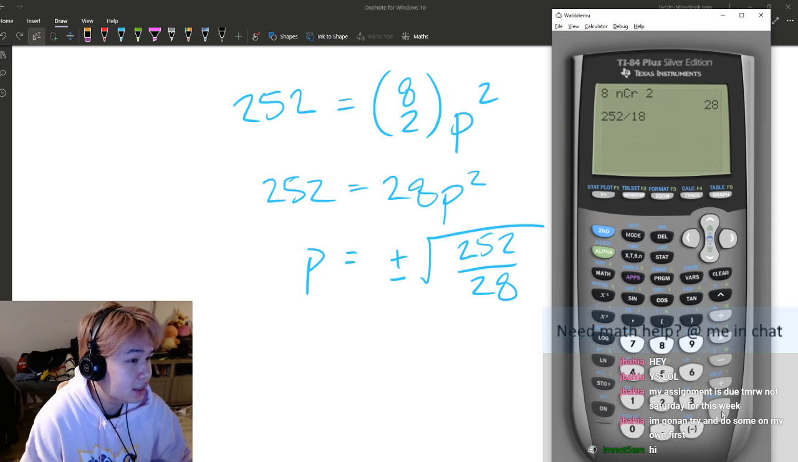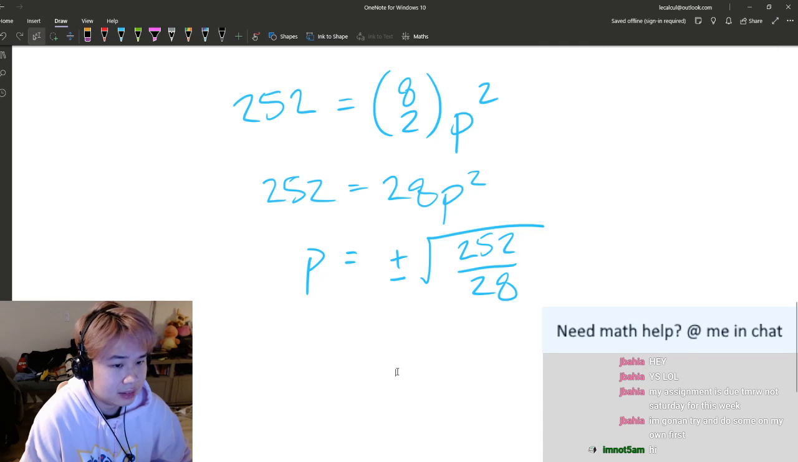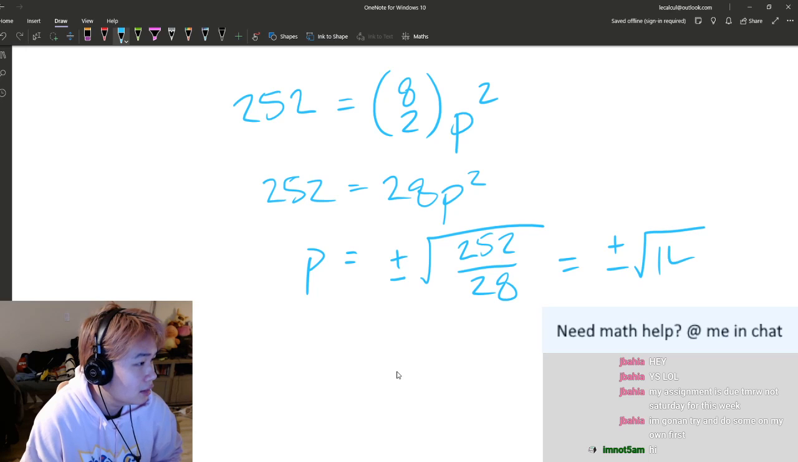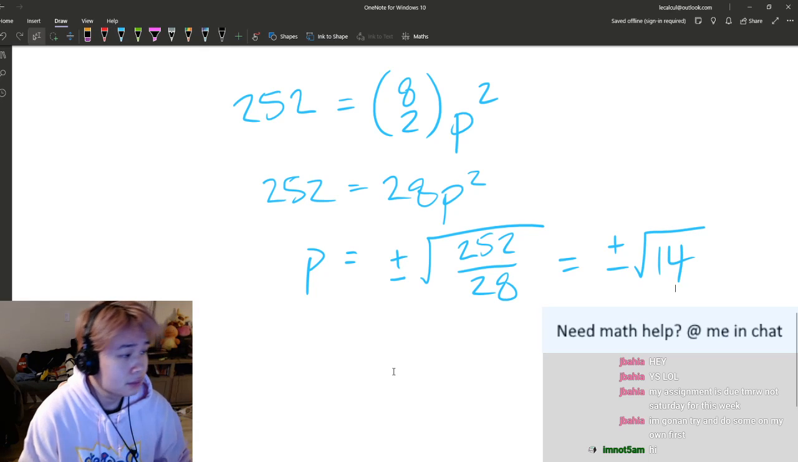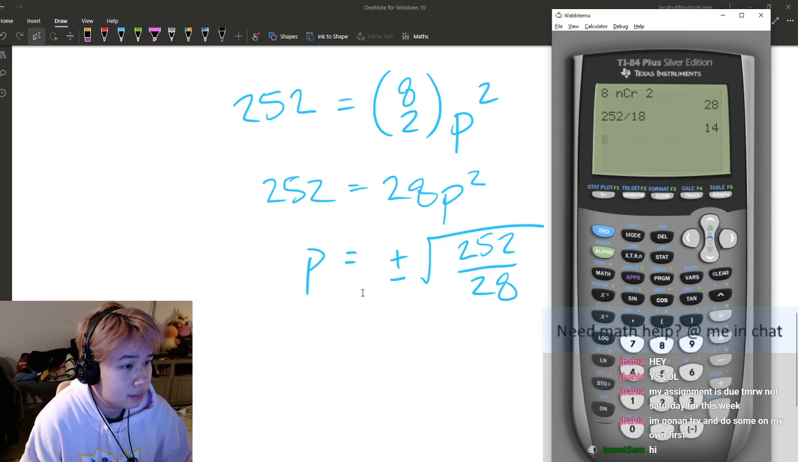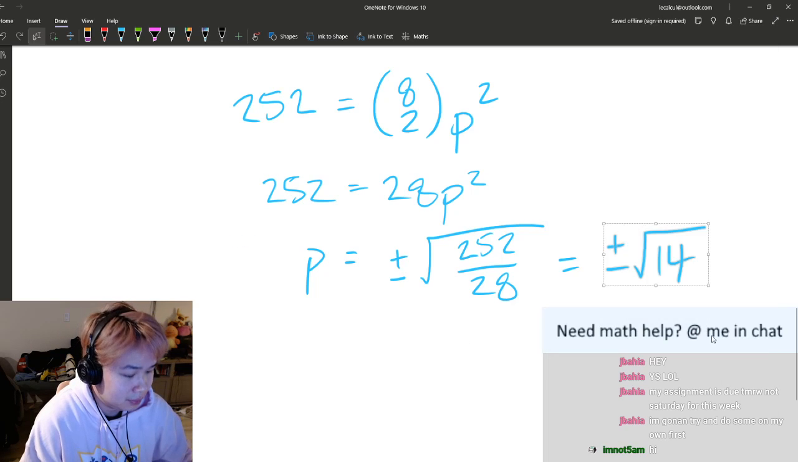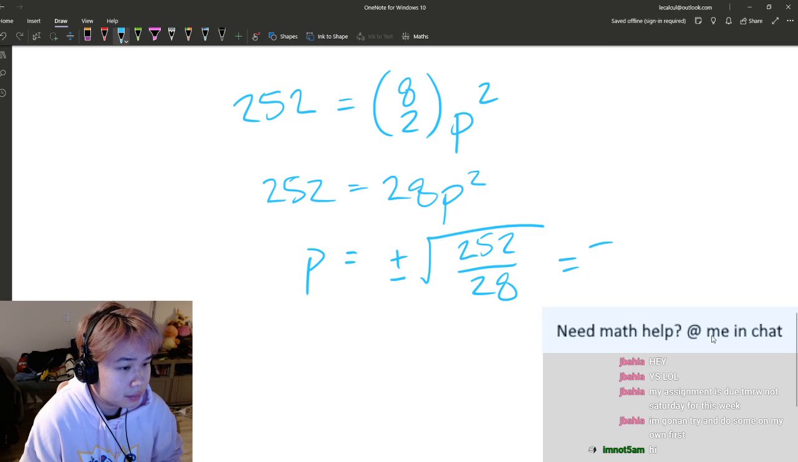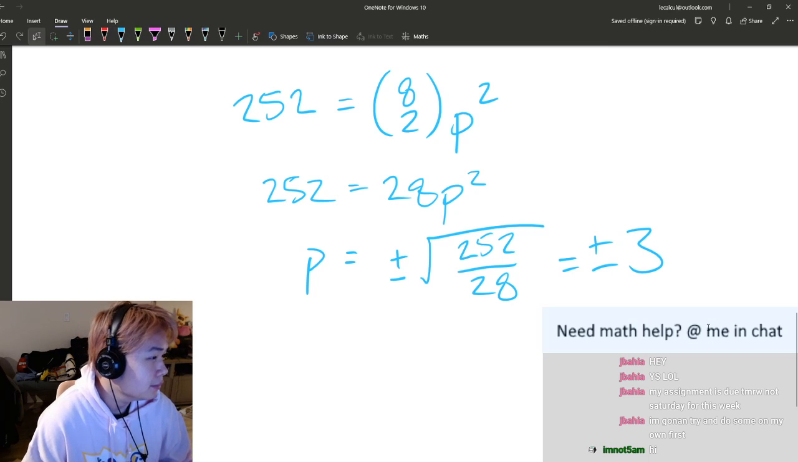Hopefully it's nice numbers. No, it's not. Well, okay. Plus or minus root 14. Oh wait, I divide by 28. Let me try this again. 9, there you go. Plus or minus 3.